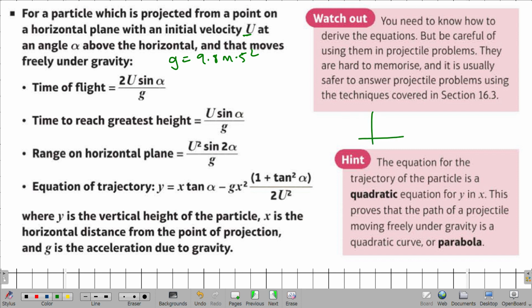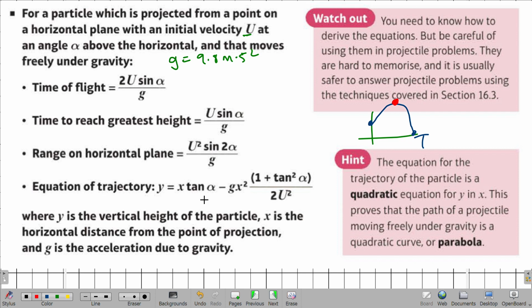So the time of flight, we are referring to the time, this time here t, from this point of projection up until the end. That's the time of flight. And the time to reach the greatest height, which is the turning point where it is temporarily stationary, is given as u sine alpha over g.